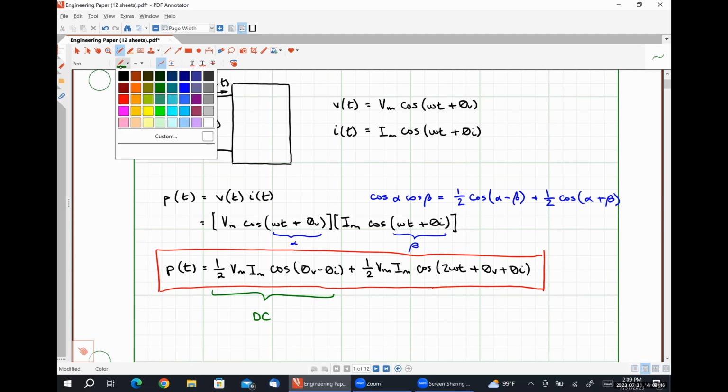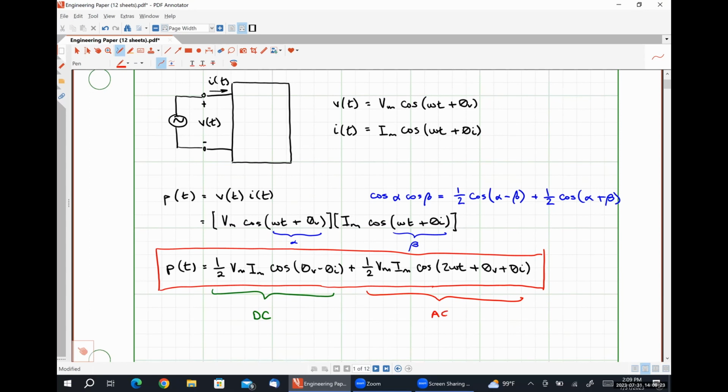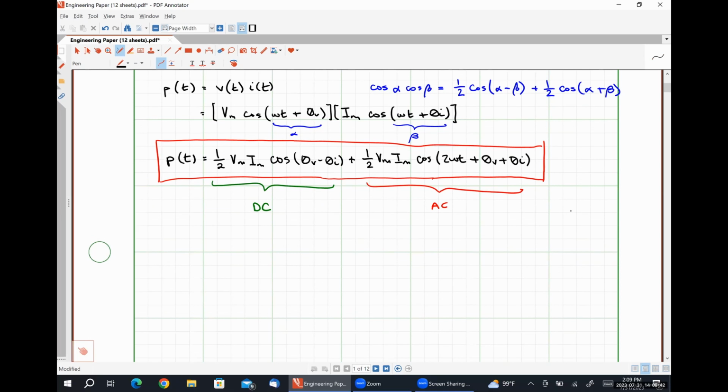Okay. Then over here, we have an AC contribution, or a time varying contribution to our instantaneous power, where this AC contribution is oscillating at twice the frequency as our voltage or current. Okay. So if I were to plot the instantaneous power absorbed by our generic network, it might look something like this.